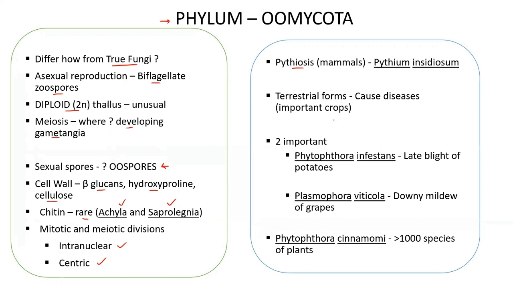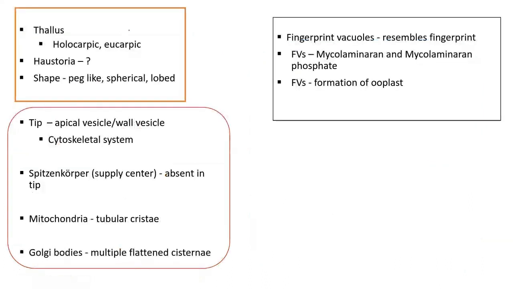They cause plant pathology diseases in agronomically important crops. Now, Phytophthora infestans causes late blight of potatoes, whereas Plasmopara viticola causes downy mildew of grapes. Phytophthora cinnamomi infects more than 1,000 species of plant. Now, the thallus, it can be holocarpic, eucarpic. You should be knowing these terms. Then the haustoria is used for what? And what are the different shapes of haustoria? You should be knowing that.